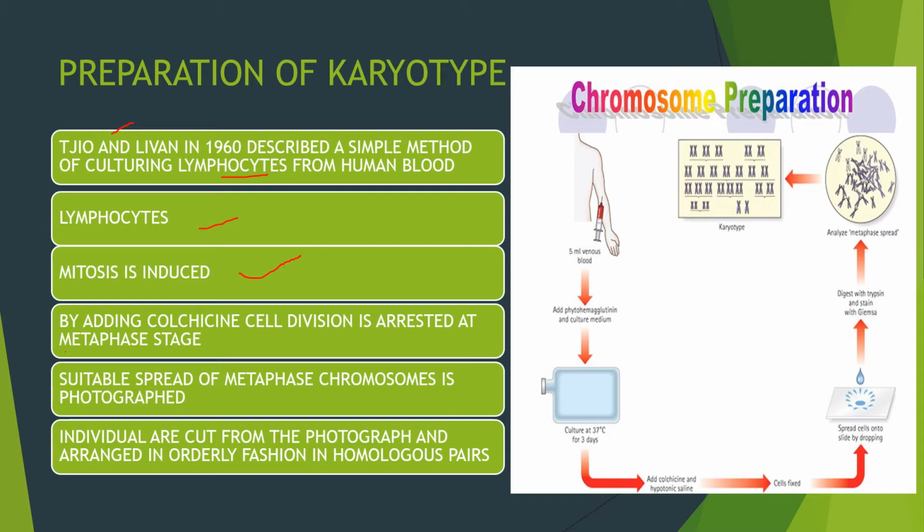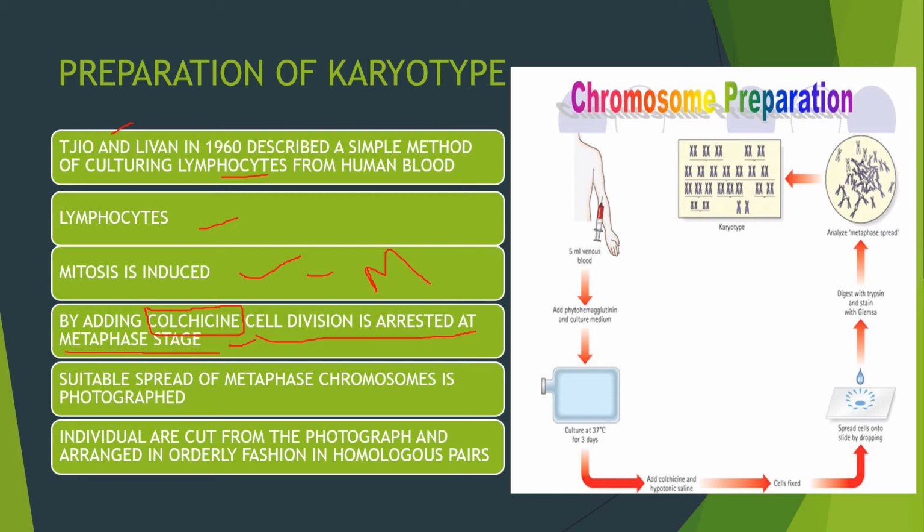In mitosis we have different stages, but particularly at the metaphase stage, the cell division is arrested. The cell division is stopped at the metaphase stage. How? By adding a chemical called colchicine. Colchicine will arrest the cell division. At the metaphase stage, the colchicine is added to arrest the cell division.